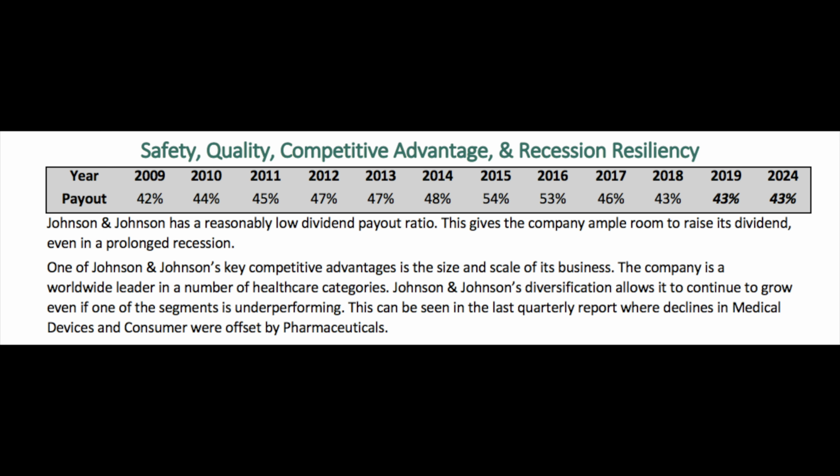The first section of the second page is titled Safety, Quality, Competitive Advantage, and Recession Resiliency. This section begins with a table that shows the company's payout ratio over time. The table is followed by a written explanation of the company's competitive advantages.